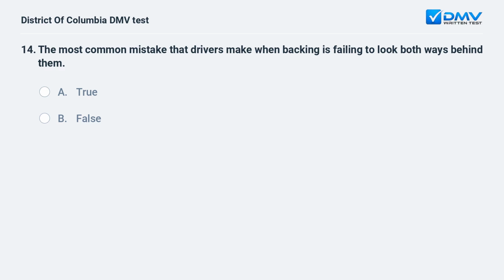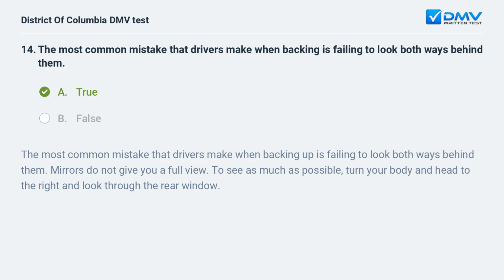The most common mistake that drivers make when backing is failing to look both ways behind them. A. True. B. False. A. True. The most common mistake that drivers make when backing up is failing to look both ways behind them. Mirrors do not give you a full view. To see as much as possible, turn your body and head to the right and look through the rear window.